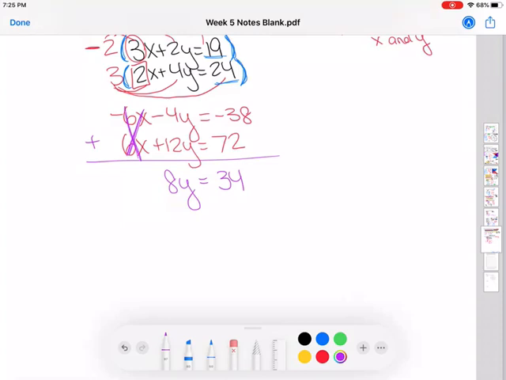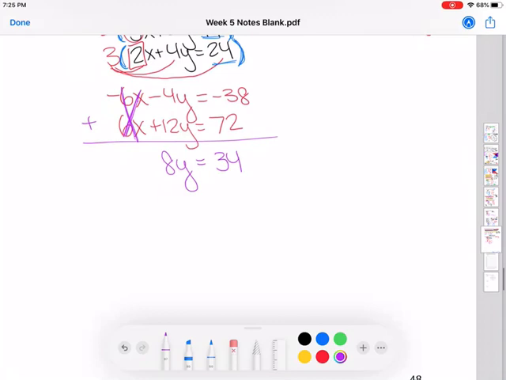Okay, now you might be a little ahead of me here, thinking that you're not going to get a nice number when you divide by 8. Stick with me. 8 is being multiplied by the y. So to solve this for y, I'm going to just divide both sides by 8. And when you do that, you get an answer of 4.25.